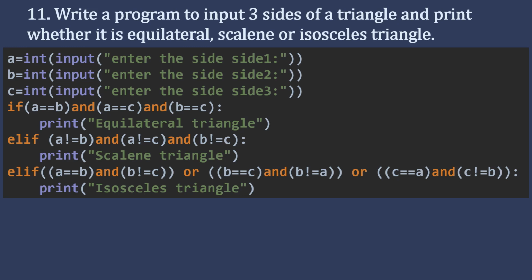Else if, the third condition that you have to give: a is equal to b and b is not equal to c. That means two sides are the same and the third side is not the same. Or b equal to c and b is not equal to a. Or c equal to a and c is not equal to b. So if any of these three conditions holds, that means any two sides are the same but not the same as the third side, then you can just print it as an isosceles triangle.